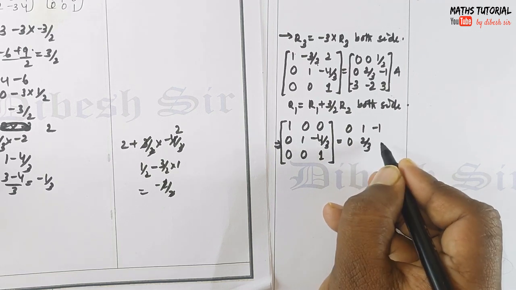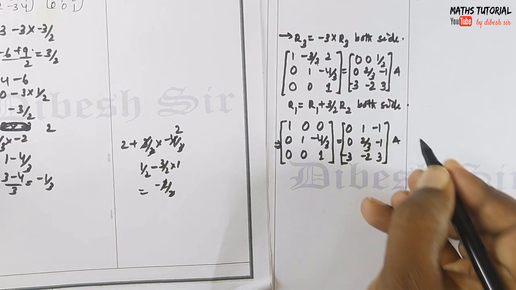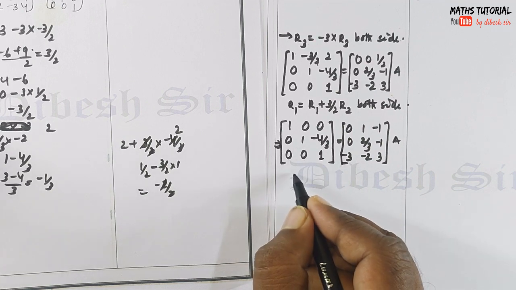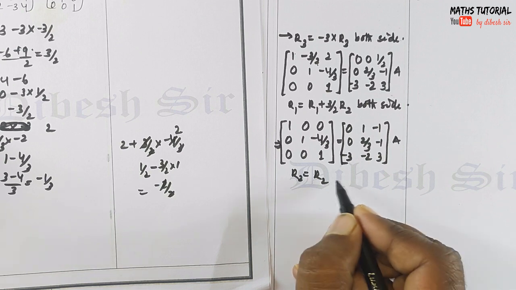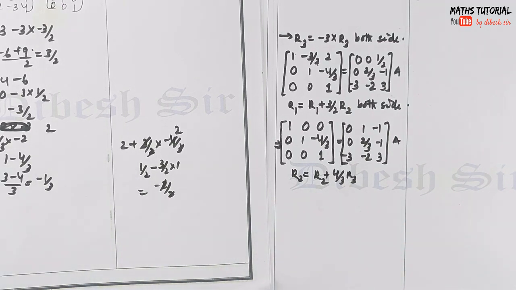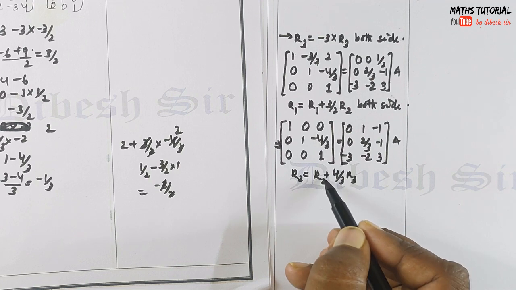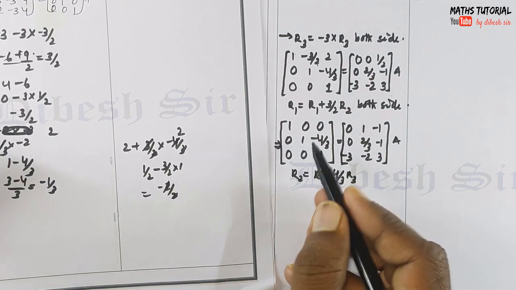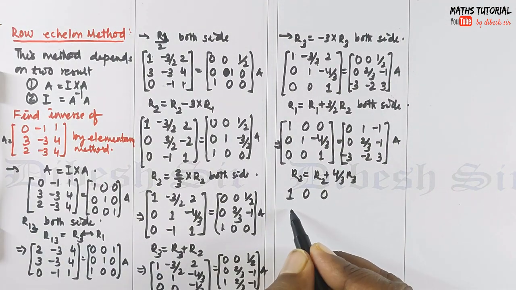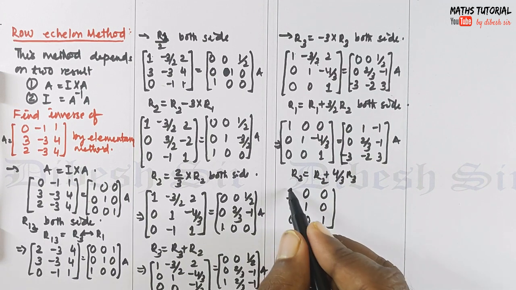Next 0, 2 by 3, minus 1, minus 3, minus 2, 3 multiplied with A. Now to make this as 0, multiply, yes, that is R2 is equal to R2 plus 4 by 3 R3, check it, minus 4 by 3, then R2 means minus 4 by 3 plus 4 by 3 into 1, minus 4 by 3 plus 4 by 3 cancel out, so it becomes 1 0 0, 0 1, 0 0 0 1, check it properly.